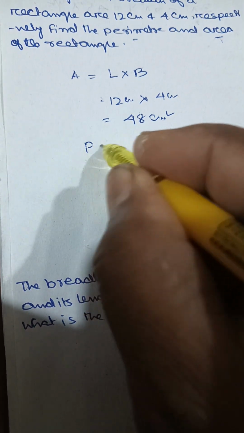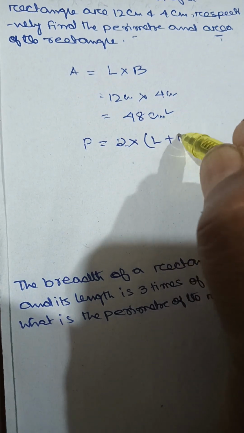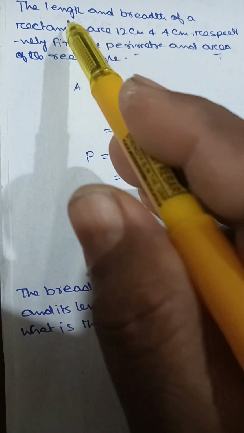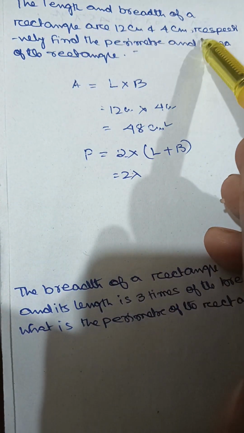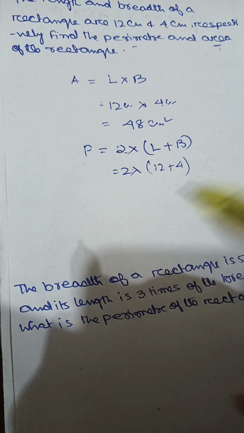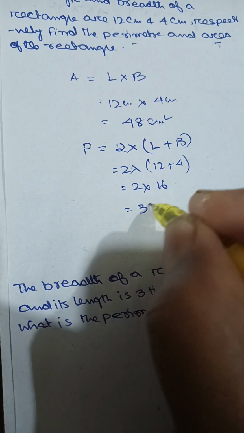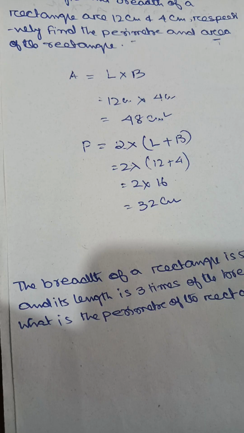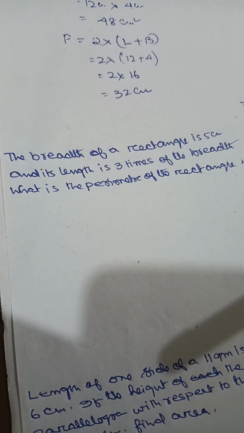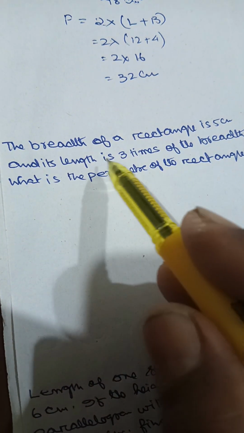Now perimeter of the rectangle. For perimeter, you have to know the formula 2 into (length plus breadth). You read the question clearly. It is given length is 12 and breadth is 4. So in place of length you write 12 and in place of breadth you write 4. Thus you will get 2 into 16, that is equal to 32 centimeter. So this is the answer of this very short question. But you have to know the formula to do this sum.